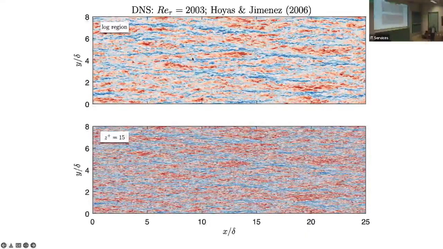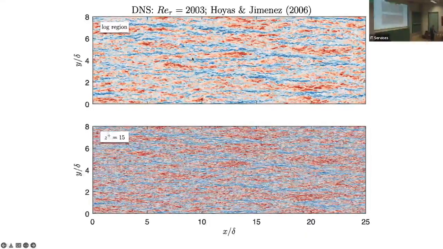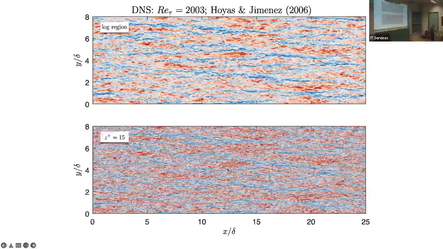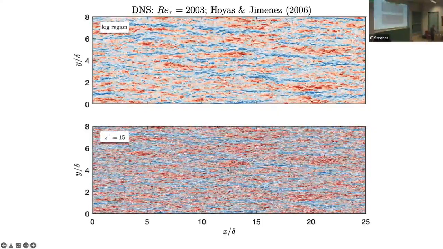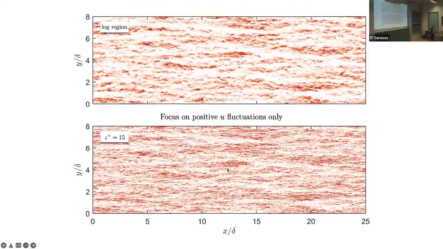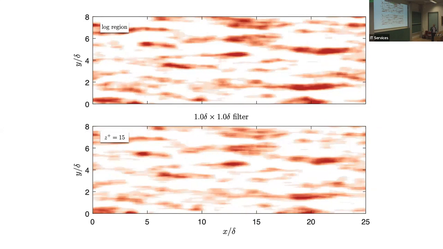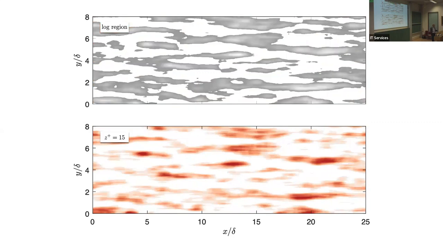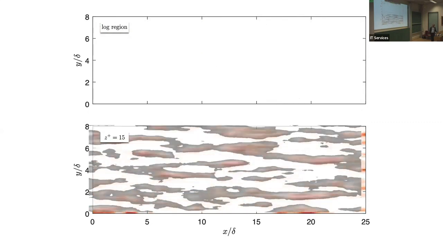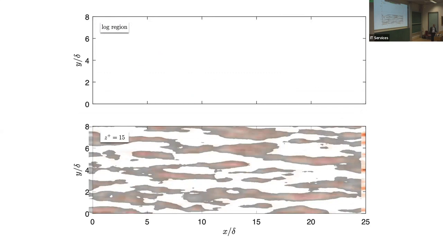But obviously there's a lot going on, and the streaks are so small down here. We're talking about large features. So first of all, let's just focus on positive u, and you can look at negative, it's no different. Let's filter this up to about 1 delta. Now we're only looking at large features, and you can see a very clear correlation between the two. In fact, if I take that top one, change the color scheme, and make it slightly opaque, I can bring it down on top, and you can see the correspondence is striking.